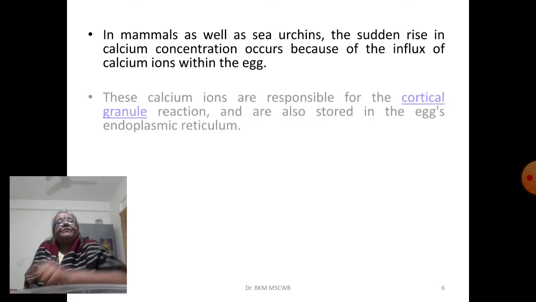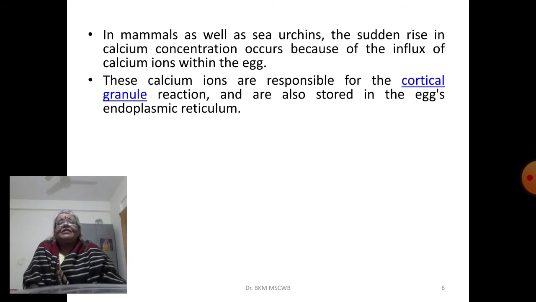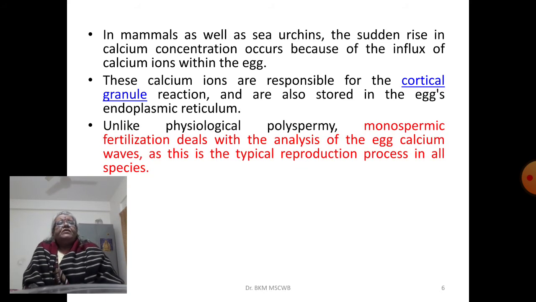Okay. Then these calcium ions are responsible for cortical granule reaction, I'll come to it later, and are also stored in the egg endoplasmic reticulum. Calcium ions are stored in endoplasmic reticulum of the egg. Okay. Then, so unlike physiological polyspermy, monospermic fertilization deals with the analysis of egg calcium waves, as this is the typical reproduction process in all species.